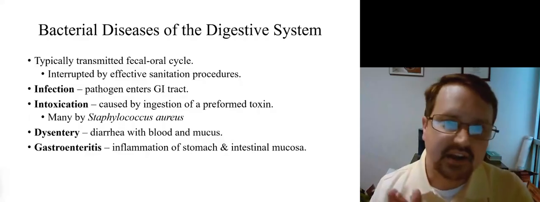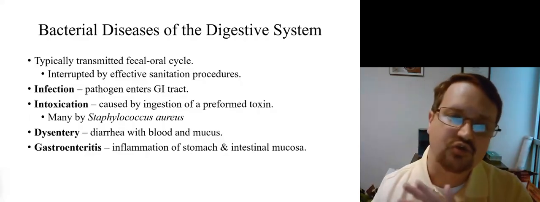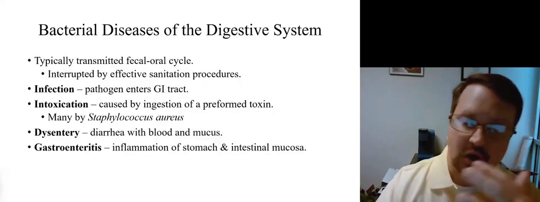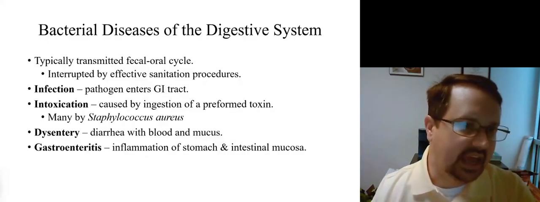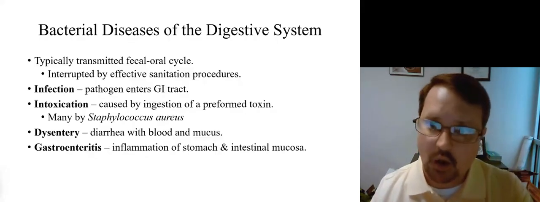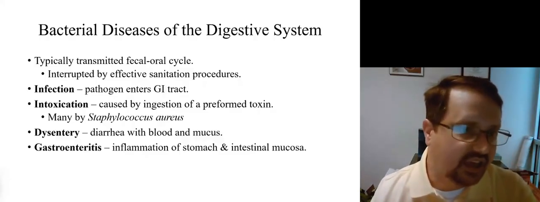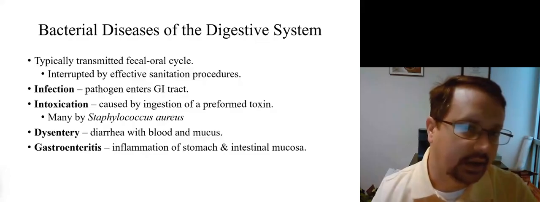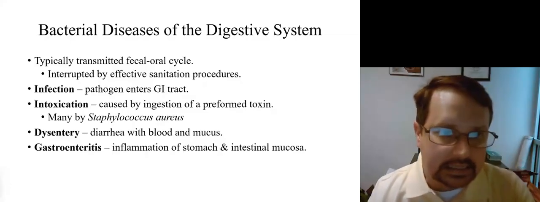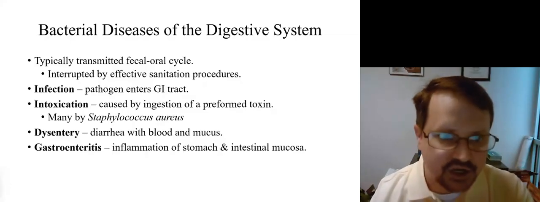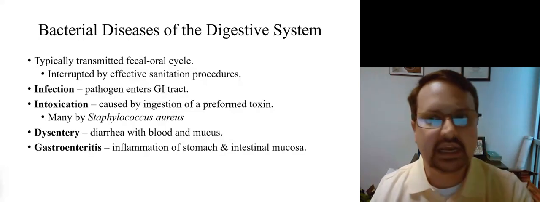Bacterial diseases of the digestive system are typically spread by the fecal-oral route, usually from something's butt to your mouth, from feces. We might call it the fecal-oral cycle. The biggest thing is sanitation: proper water sanitation, following proper sanitary procedures, washing, things like that.